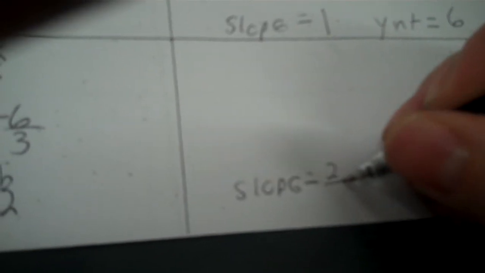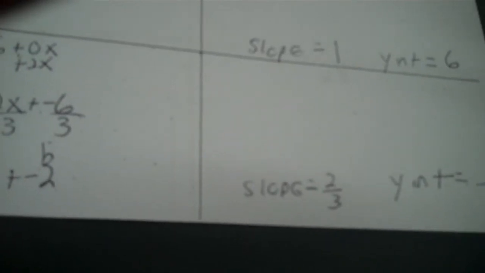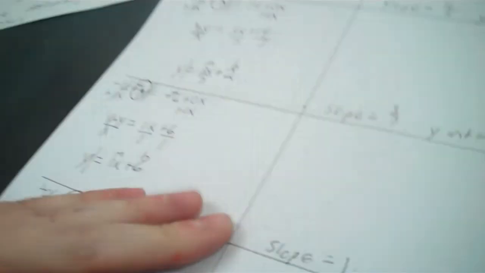I'm good. I have my m, I have my b. So the slope is 2 over 3, and the y-intercept is negative 2. If you want, I don't usually put the x in the slope. If you put it, it's not a big deal. So m is 2 over 3. Okay, moving right along.